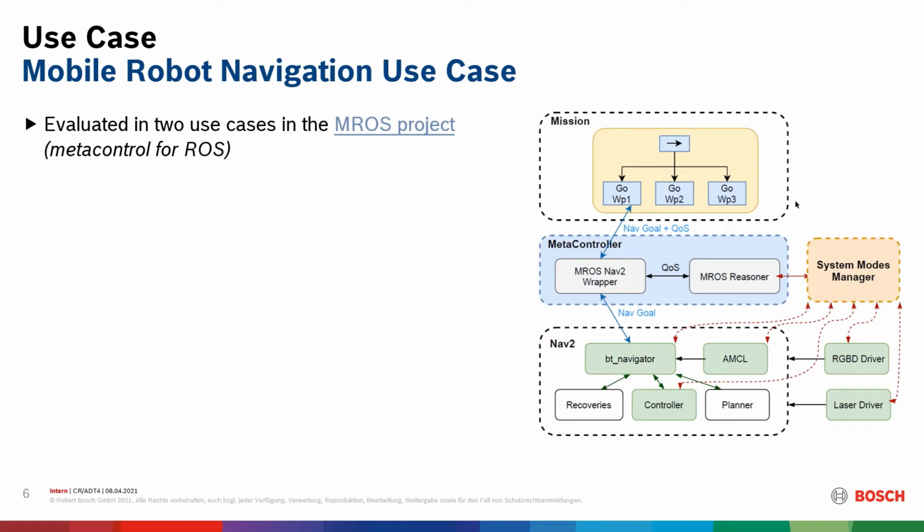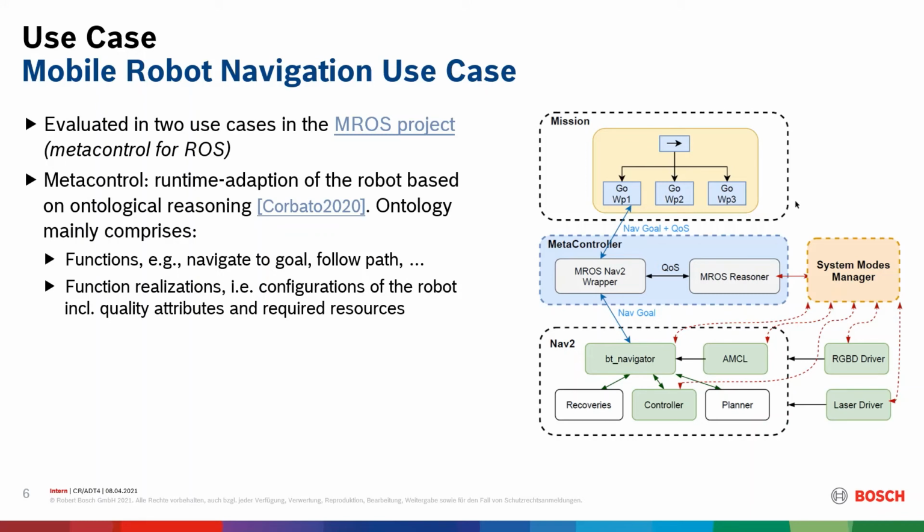Ontologies in Meta Control mainly comprise functions that would be, for example, navigate to a certain goal, follow a path, grasping, and so on. And they comprise function realizations, that is, configurations of a robot system that is capable of performing these functions. These function realizations include specifications of quality attributes and the required resources. As an example, you could have different function realizations for the navigation function, which use different sensor sets and with them provide a different quality of service. So, for example, different precision of the navigation.